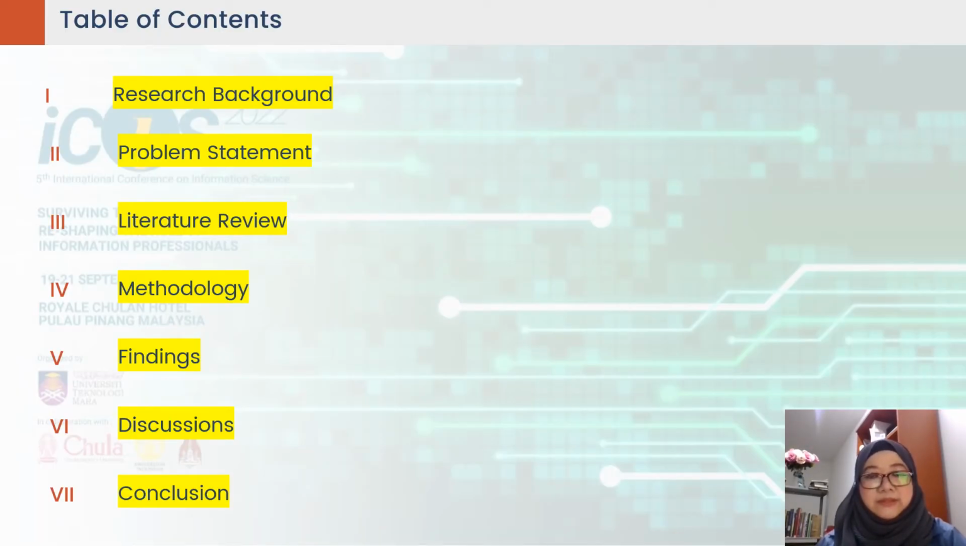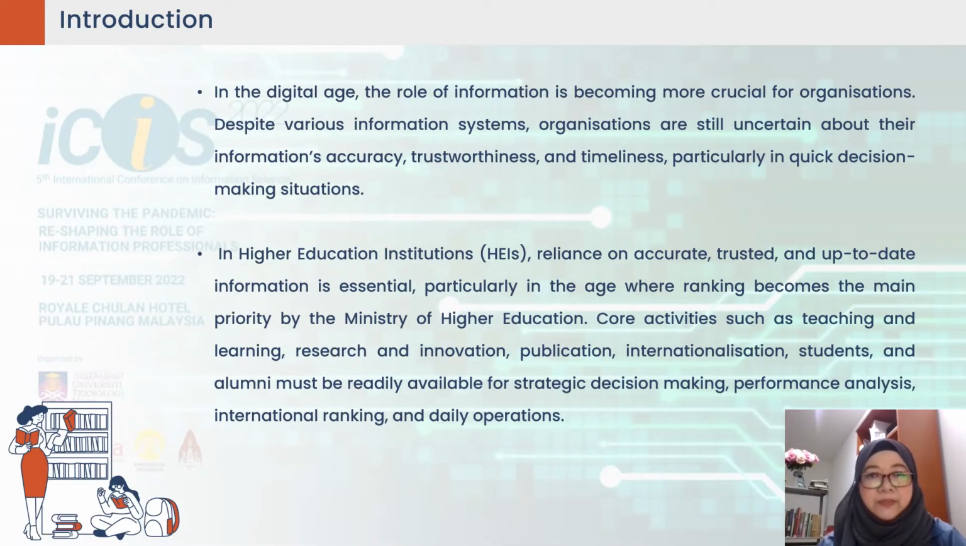For this presentation, I shall start with the research background, the problem statement, literature review, methodology, findings, discussion, and also conclusion. In the digital age, the role of information is becoming more crucial for organizations. Despite various information systems, organizations are still uncertain about their information's accuracy, trustworthiness, and timeliness, particularly in quick decision-making situations.